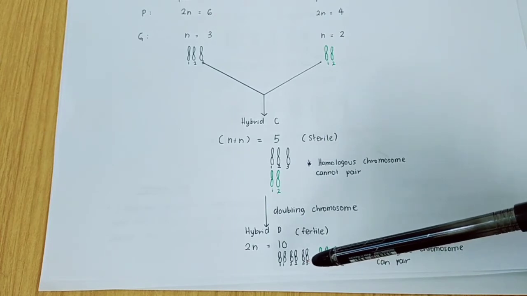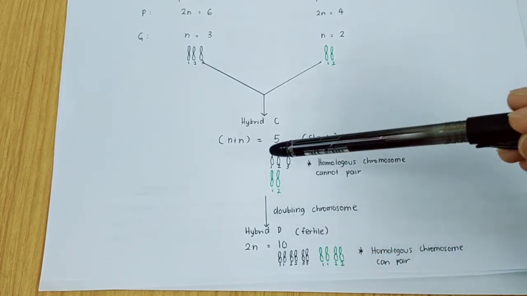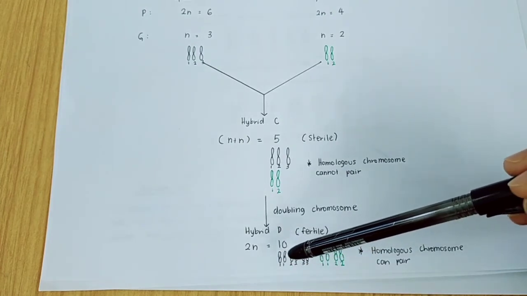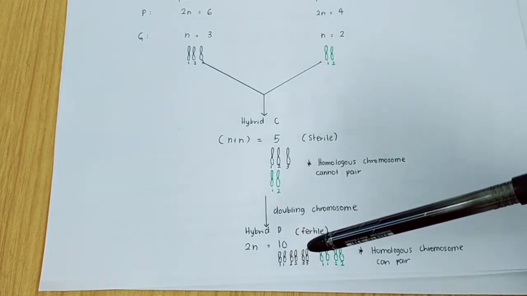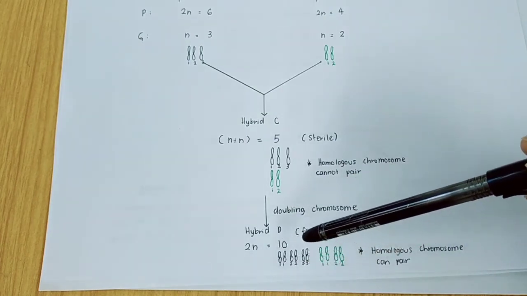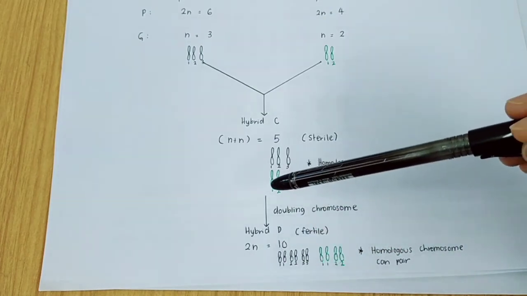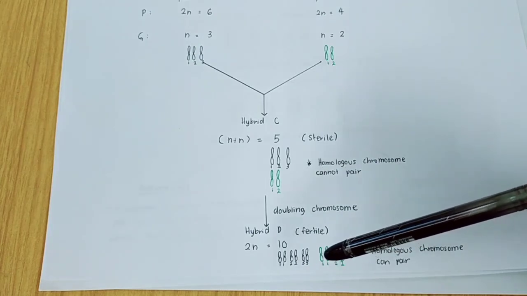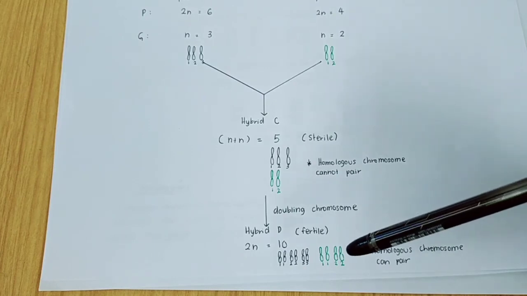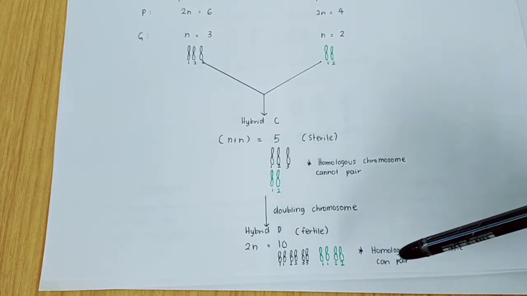Tapi secara konsepnya, kenapa dia boleh jadi fertile? Because of what? Chromosome number 1 will double into another chromosome 1. Chromosome 2 will double into another chromosome 2. Chromosome 3 will double into chromosome 3. This one untuk yang black color. Untuk yang green color pun sama. It will double. So, chromosome number 1 ada 2. Chromosome number 2 pun akan ada 2. So, that's why homologous chromosome can pair.